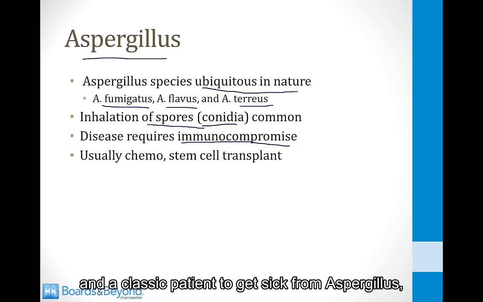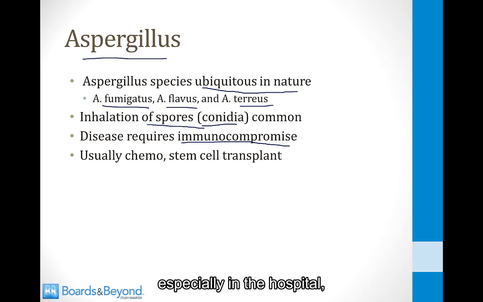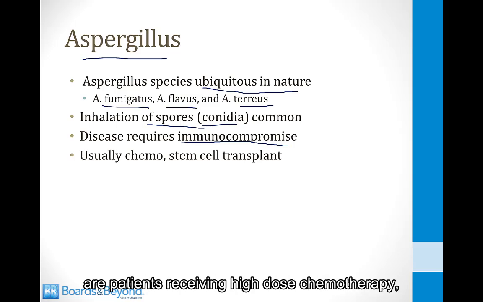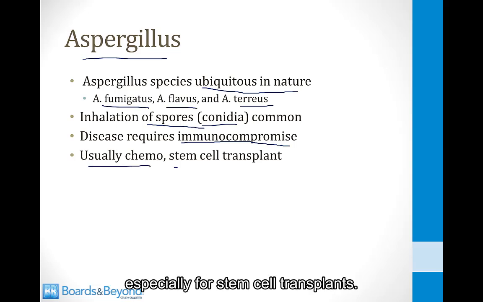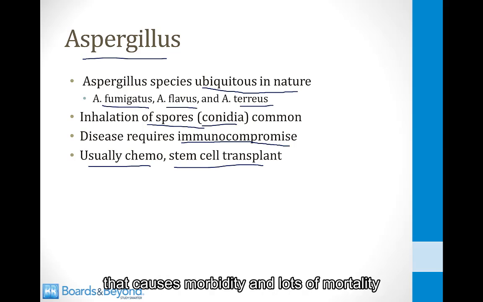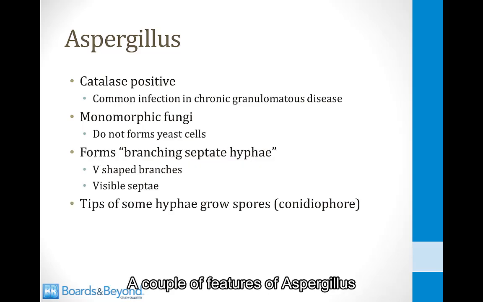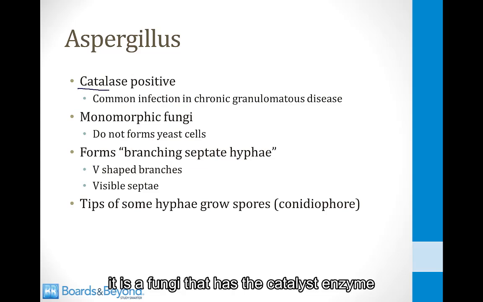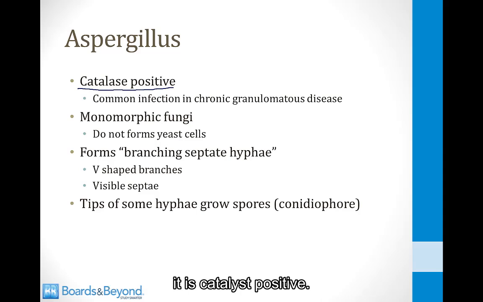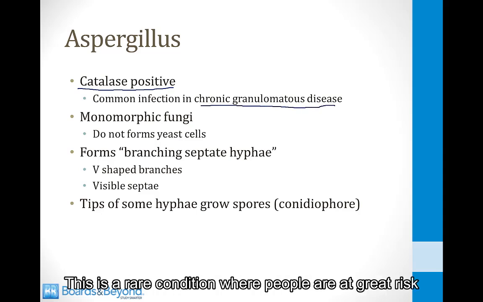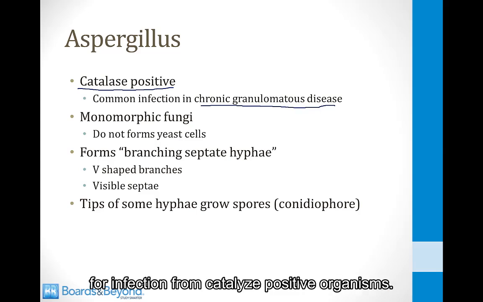And a classic patient to get sick from Aspergillus, especially in the hospital, one that you're likely to see on rotations, are patients receiving high-dose chemotherapy, especially for stem cell transplants. Aspergillus is a major pathogen that causes morbidity and lots of mortality among patients who undergo stem cell transplants. A couple of features of Aspergillus that it's high yield to remember. First of all, it is a fungus that has the catalase enzyme. It is catalase positive. This means it's a common pathogen in chronic granulomatous disease. This is a rare condition where people are at great risk for infection from catalase-positive organisms.